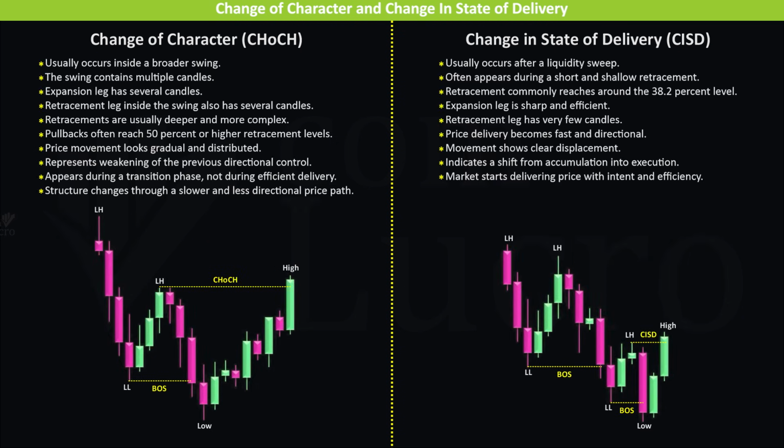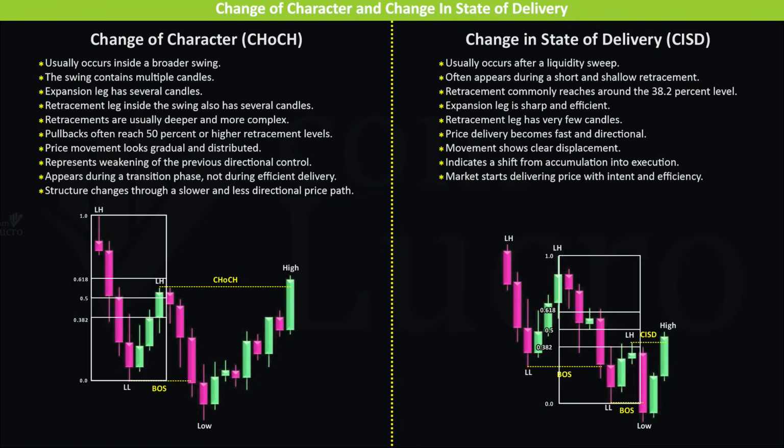A change of character occurs when price begins to lose its previous structural control inside a broader swing. This process usually starts from a deeper pullback of the prior move, where price retraces 50% or even deeper of the swing. From this pullback, price develops a more complex movement, with both the expansion and the retracement containing several candles. This reflects a gradual transition phase, where control is weakening, but price delivery is still inefficient. The key role of the change of character is structure, not speed. It highlights that the prior directional bias is no longer dominant.